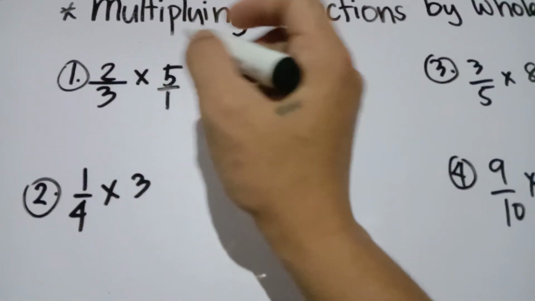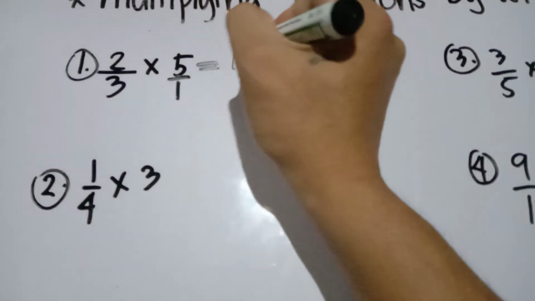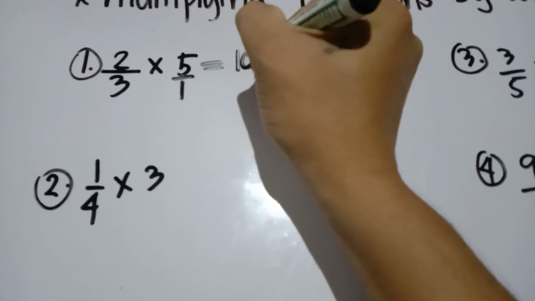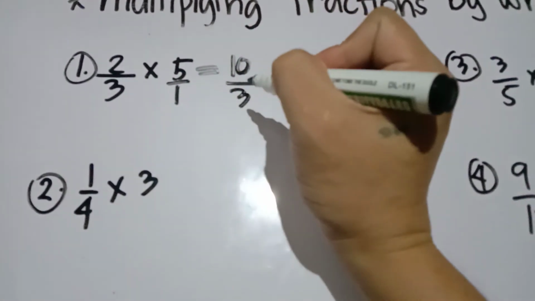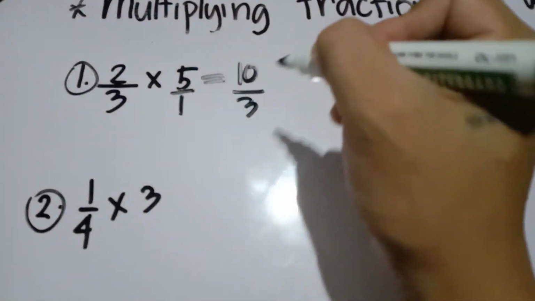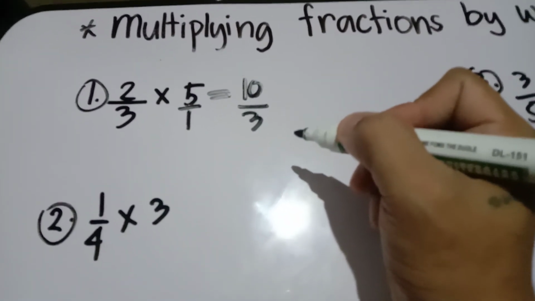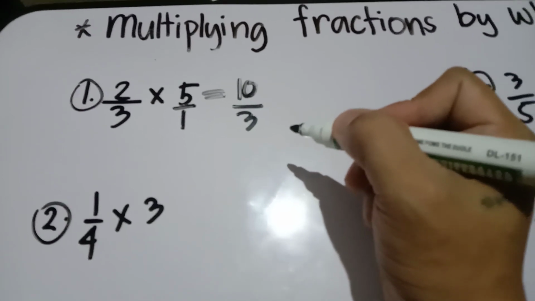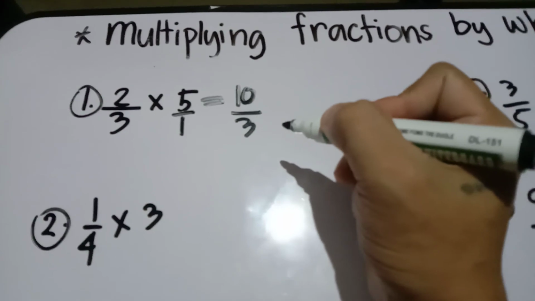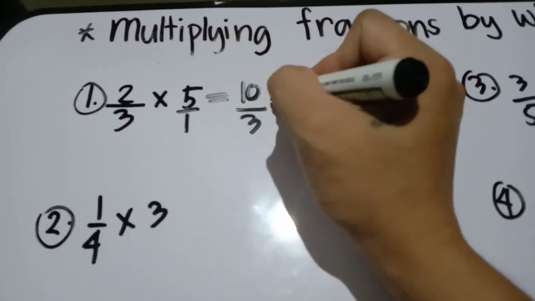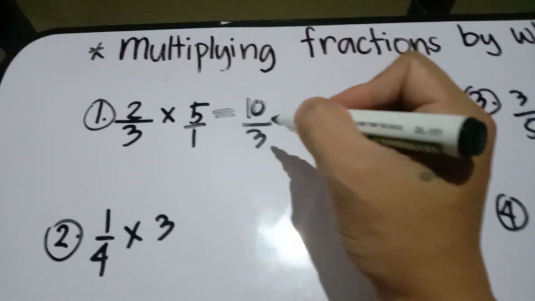Okay, so let's start. 2 times 5, that is equal to 10. Then 3 times 1, that is equal to 3. Okay, so try to check. Tingnan maigi yung sagot natin. 10 over 3 is an improper fraction. So, anong gagawin pag yung sagot natin is improper fraction? Gagawin nating mixed number. So, we are going to change 10 over 3 to mixed number by dividing.